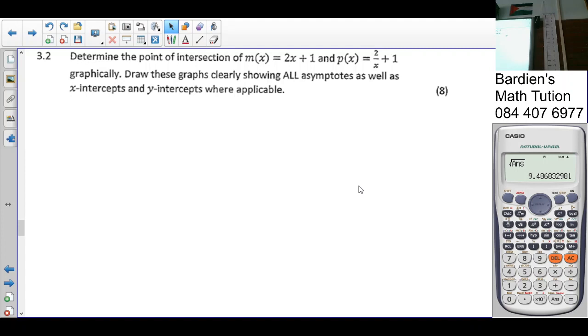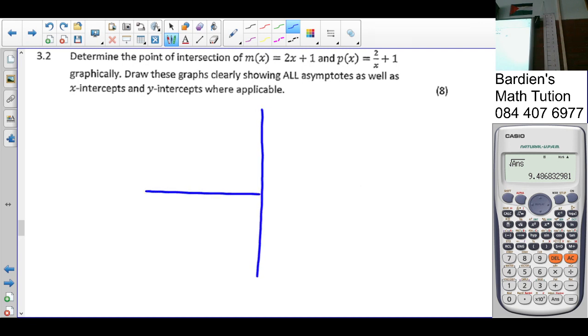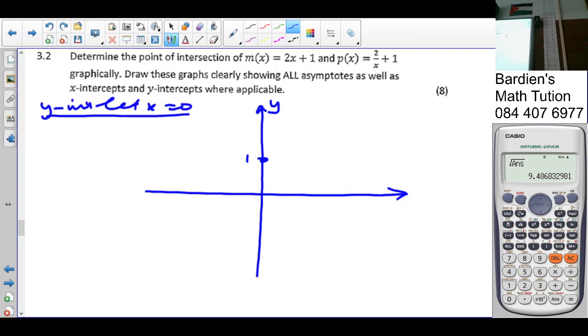Okay? So what type of graph is m of x? It's a straight line graph. What's your y-intercept of the straight line? It's 1. How do I get that? For the y-intercept, let x equal to 0. So you get m of 0 equals 2 times 0 plus 1, which is 1.